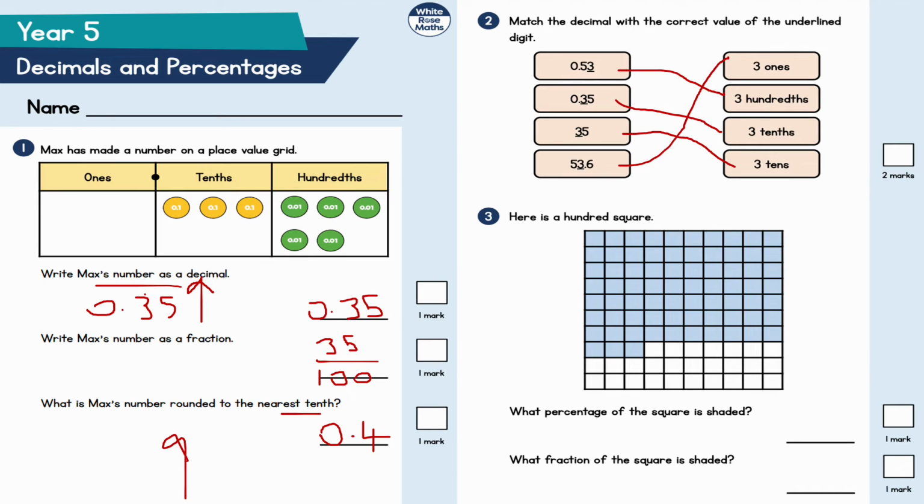Here is a 100 square, question number 3. What percentage of the square is shaded? Well, let's just count the ones that are not shaded. 10, 20, 2, 3, 4, 5, 6, 7. So that means 73% is shaded. 100% take away 27 is 73. What fraction of the square is shaded? It's 73 out of 100, because the word percent or percentage means out of 100.